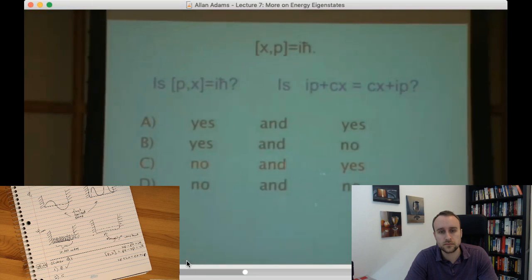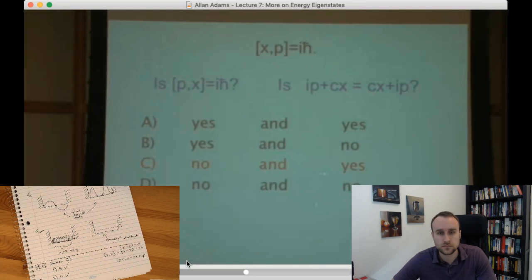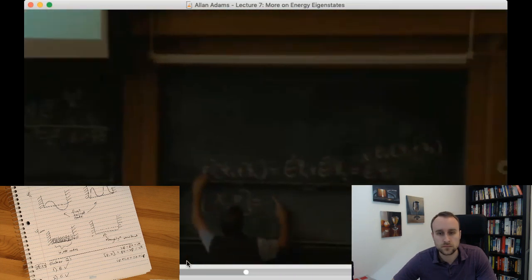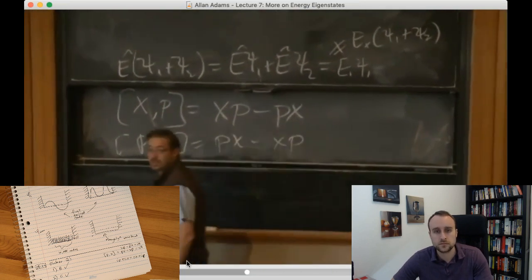The answer is C, which most of you got, not everyone. Most of you put B, so let's talk through it. Remember what the definition of the commutator is. X with p, by definition, is equal to xp minus px. If we change the order here, px with x is equal to minus this, px minus xp. Okay, this is the definition of the commutator.